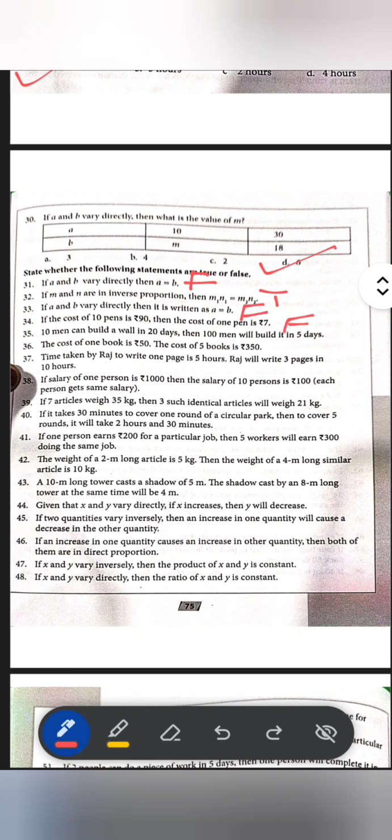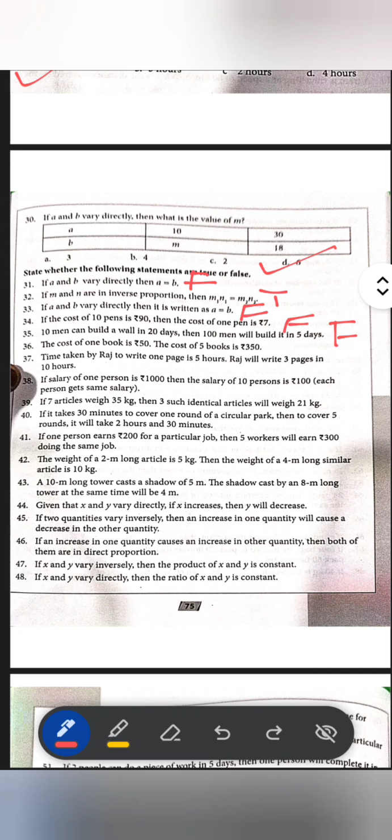Very easy. 10 men can build a wall in 20 days, then 100 men will build the wall in 5 days. Men and days are inversely proportional. So 10 into 20 is equal to 100 into 5. This one is 200, this one is 500. Are they equal? No. So this answer is wrong. Whenever you get an equal answer, it means that is correct.